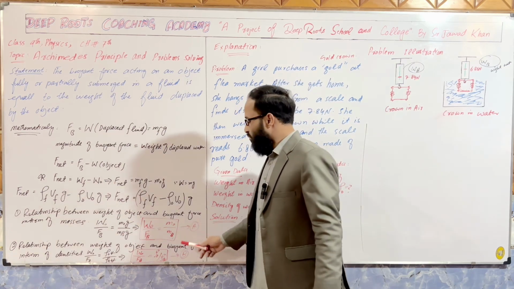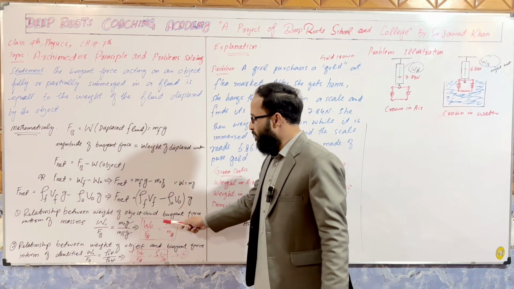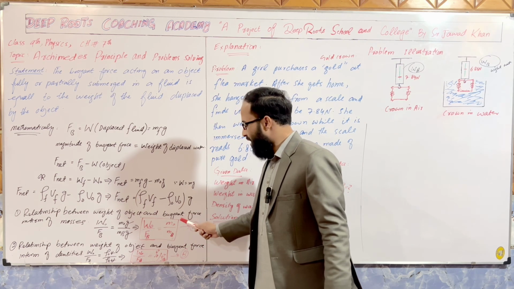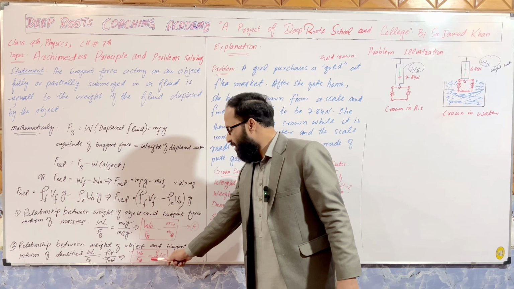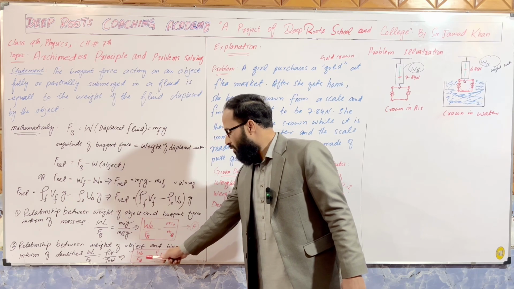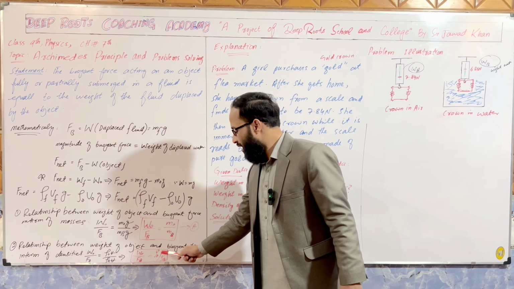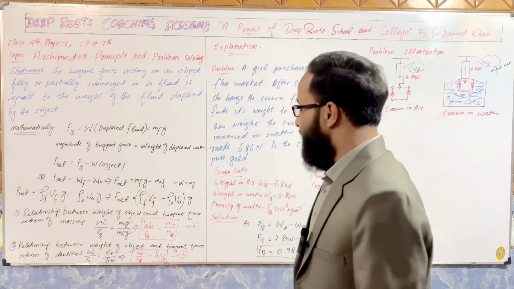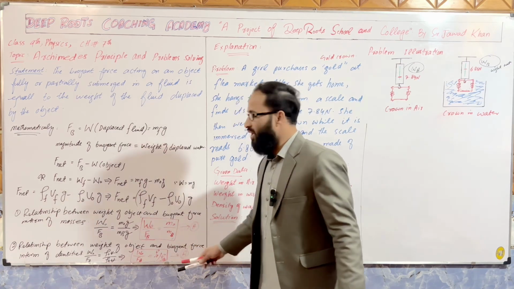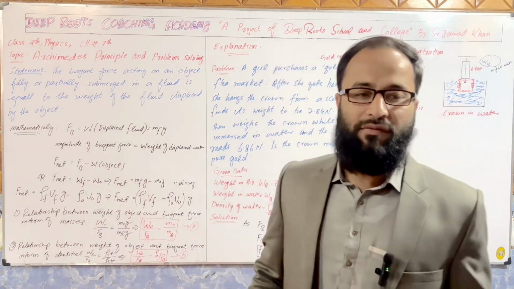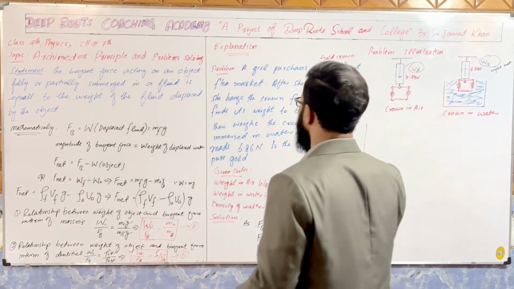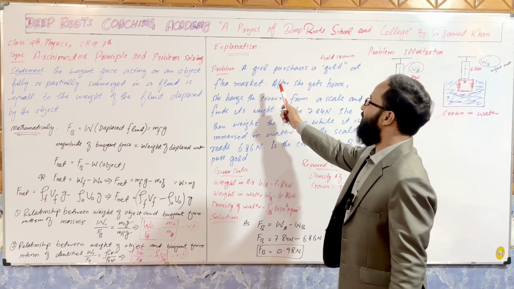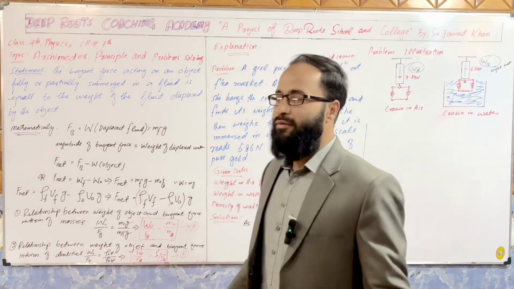We've discussed it in full detail, and we formed two basic relationships: the weight of the object with the buoyant force with respect to the masses, and the relationship of the weight with respect to the buoyant force related to the densities. By the help of these two relations, we can solve different types of problems. For instance, we have a problem here that I've already written for the sake of easiness.